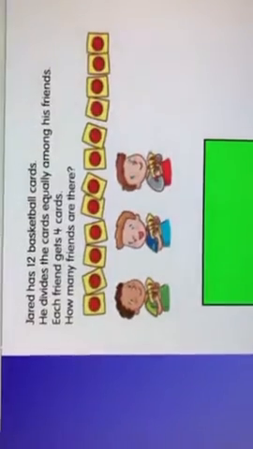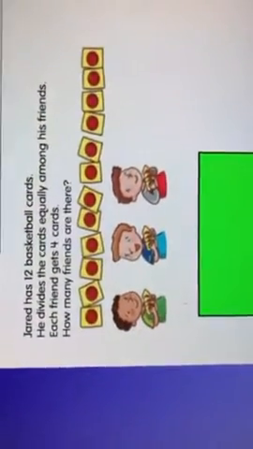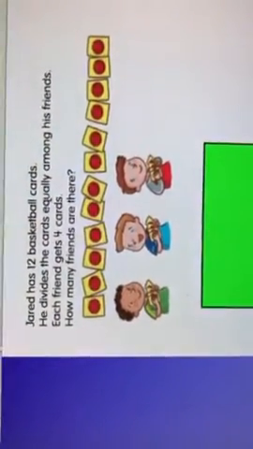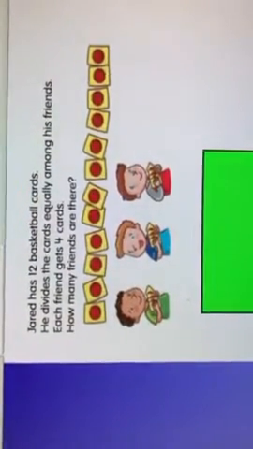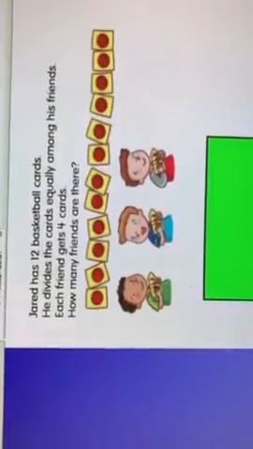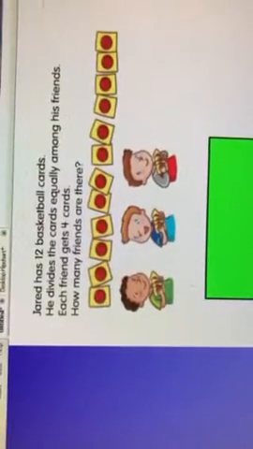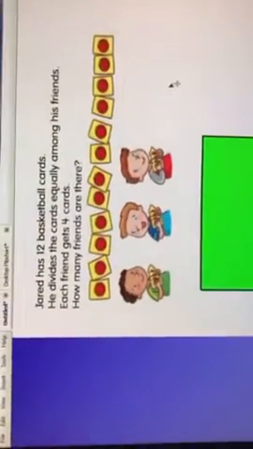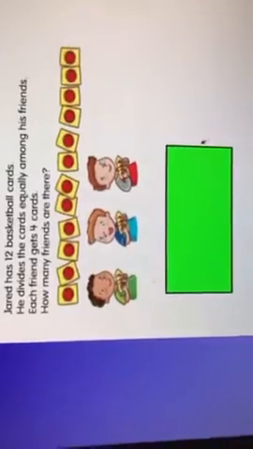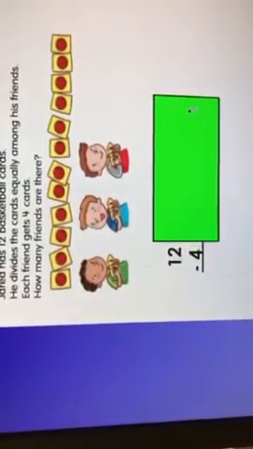Here's our last problem. Jared has 12 basketball cards. He divides the cards equally among his friends. Each friend gets 4 cards. How many friends are there? So we can see that here's the 12 cards. And now we need to know how many cards each of his friends are going to get. And we're going to solve this by using repeated subtraction.